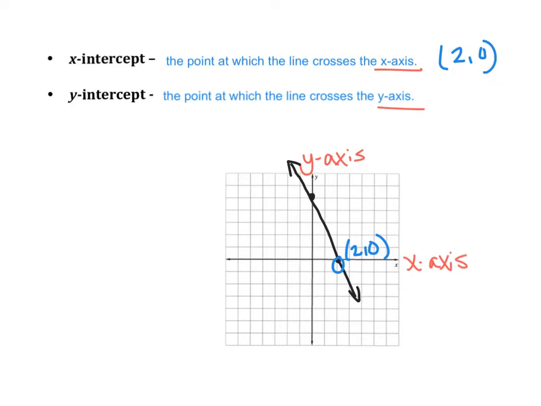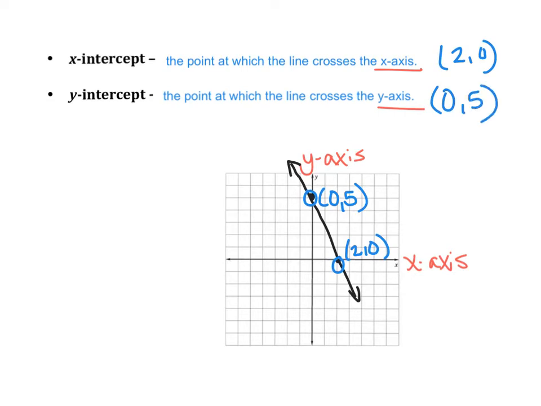Now let's take a look at the y-intercept and where it crosses the y-axis. So it's crossing right here, and that point is at 1, 2, 3, 4, 5. It is at 0, 5. I didn't move side to side, I just went straight up to 0, 5. So our y-intercept is located at 0, 5.